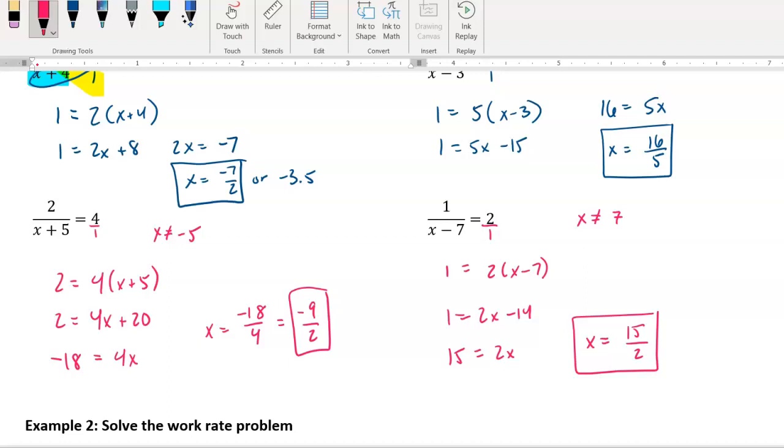So when you're dealing with just a single fraction, it's really, really simple. So that's all we're showing in this first video. So good luck now as you work on your assignment.